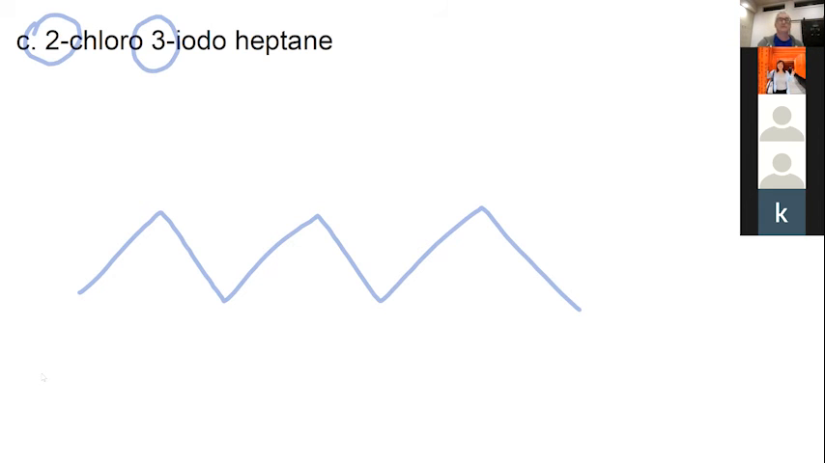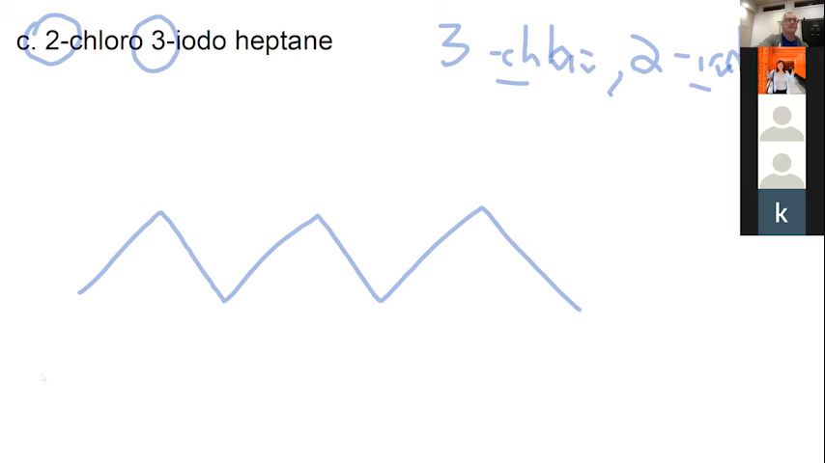Notice that when we do these, it's in alphabetical order. I maybe didn't make that point very clear during the introduction. So if this was 3-chloro, 2-iodo, that's how we would write it. Chloro comes before iodo, not 2 comes before 3. It's a little weird. I mean, it should be the other way around, but it isn't.